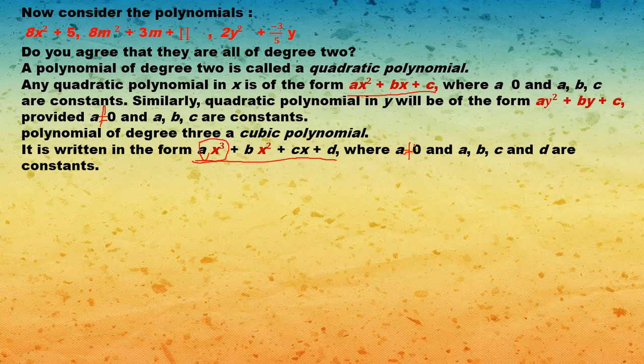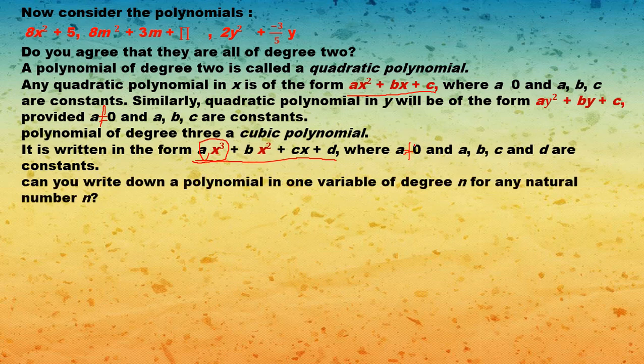So here we have the cubic polynomial. The types of polynomials are cubic polynomial, quadratic polynomial, and one more, the linear polynomial. If the highest degree of the polynomial is 1, it is known as a linear polynomial, as we have studied in the earlier class. Now can you write any polynomial of degree n?